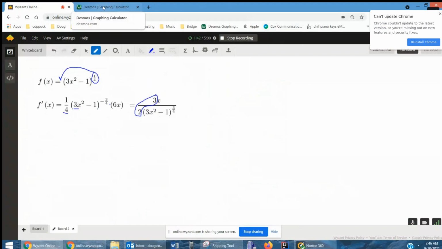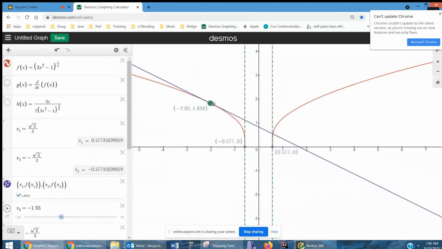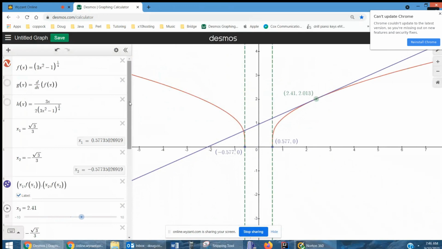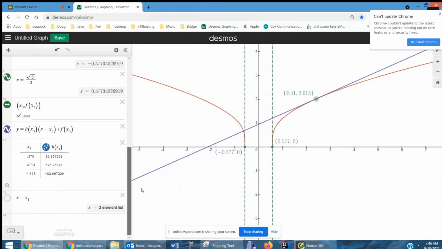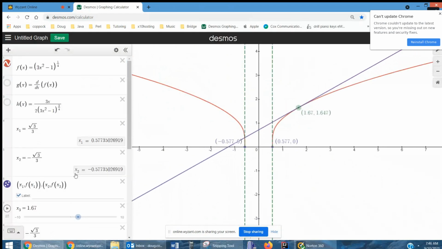Okay, and if I do go to Desmos, if I move this point around, there are tangent lines to the graph of that function. Now, where did that come from? Well, there's the equation right there. H of x sub 3, well, x sub 3 is the x coordinate of the point that I'm moving around here.